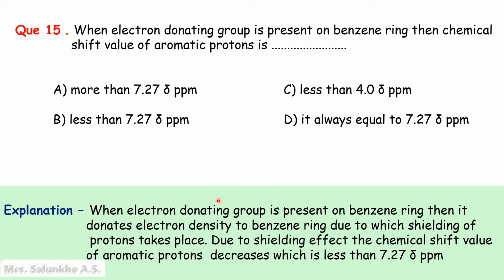If an electron donating group is present on the benzene ring, then due to the electron donating effect, it donates electron density to the benzene ring. As a result, shielding of the aromatic ring protons takes place, and due to the shielding effect, the chemical shift value of aromatic protons decreases. Thus, the chemical shift value is less than 7.27 delta ppm.